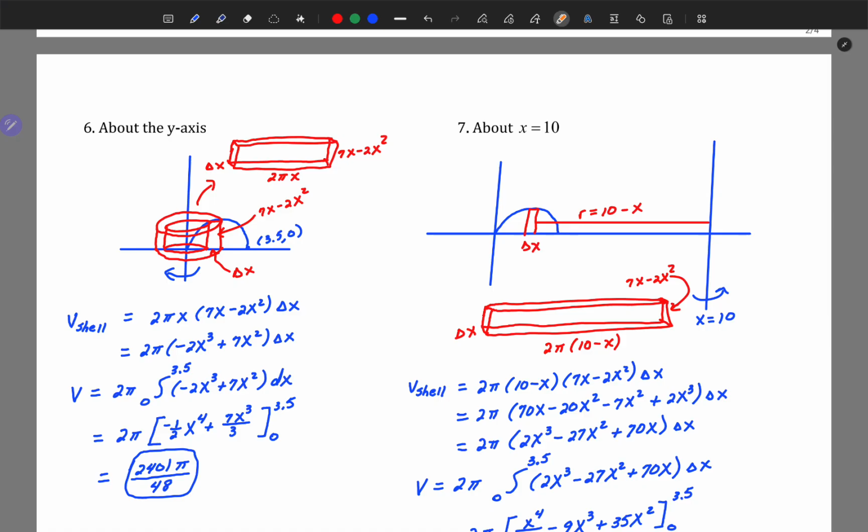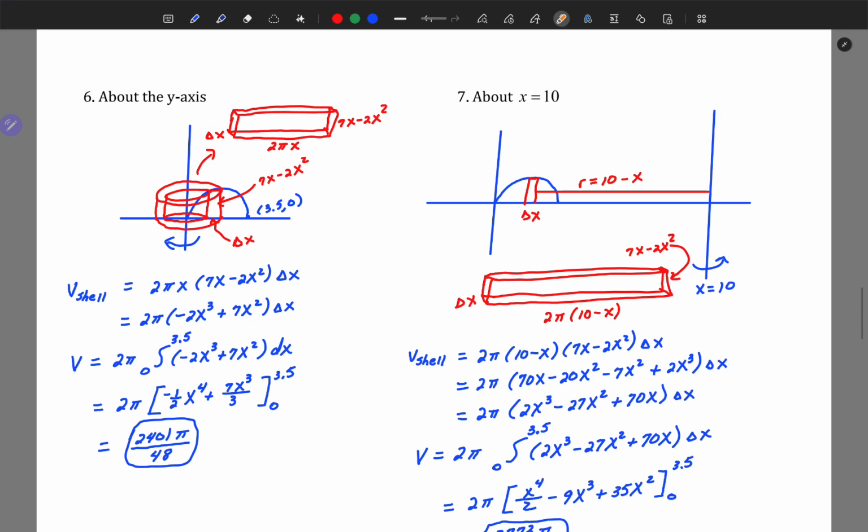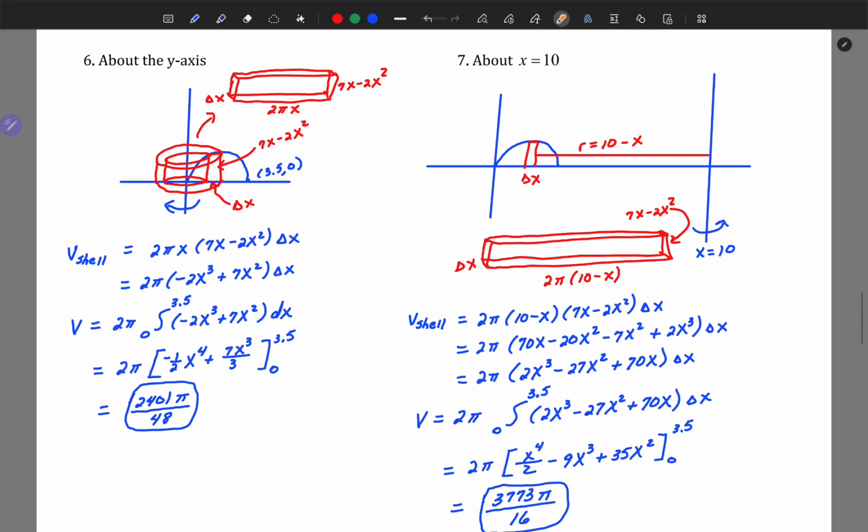Shells should be the method that you choose anytime you revolve about a vertical axis of revolution. So I'm asking you to revolve about the y-axis. Again, I have the exact same region, the curve bounded by 7x minus 2x squared. If I'm thinking about shells, I know that in the area under this curve, I could put infinitely many rectangles. Instead of area, we're going to be thinking of this as volume by rotating each of these rectangles about the axis of revolution.